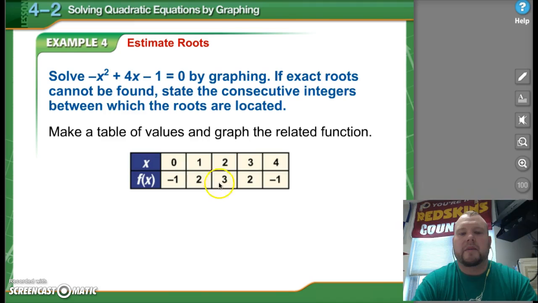So the vertex is 2, 3. Notice again these points are matching. They both have y value 2, and these points are matching.